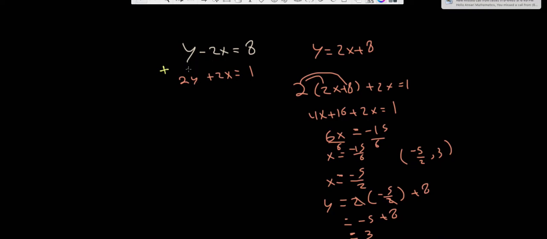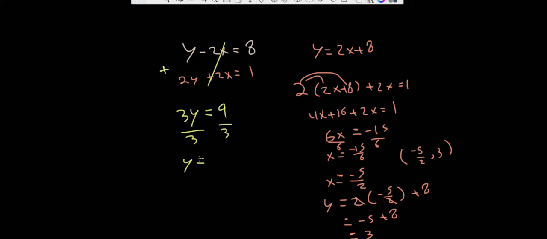So y plus 2y is just 3y. And then negative 2x plus 2x, well, that cancels. That's what we wanted, so that's good. And then 8 plus 1 is 9. So look at that. Look how fast the y value popped out by doing elimination. So we already have the y value. Boom, done. So we have y is 3.